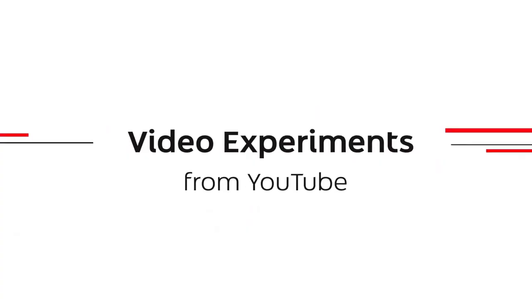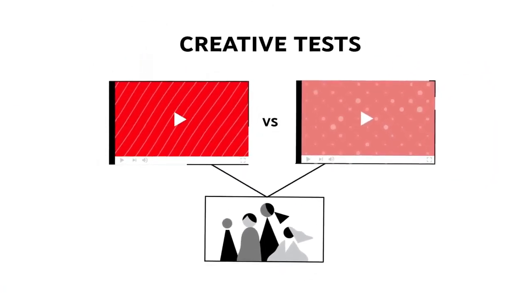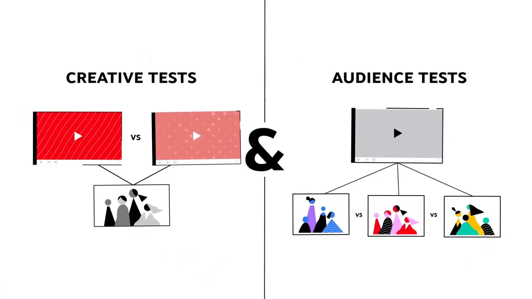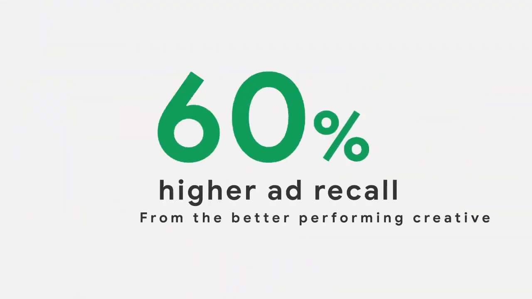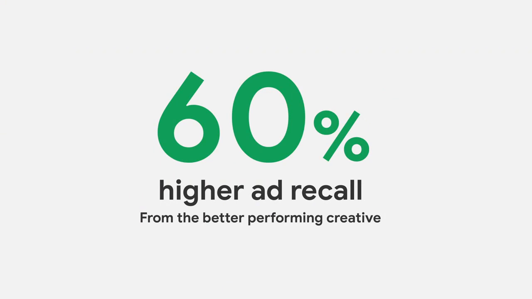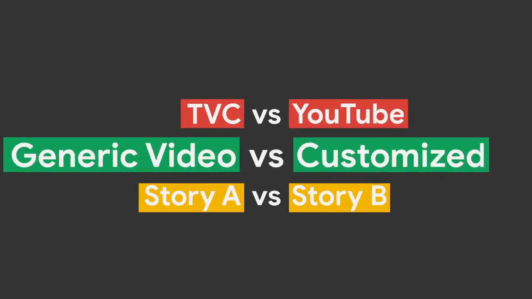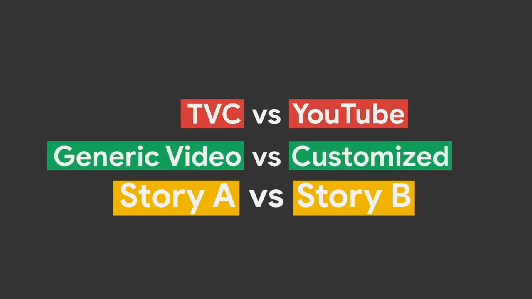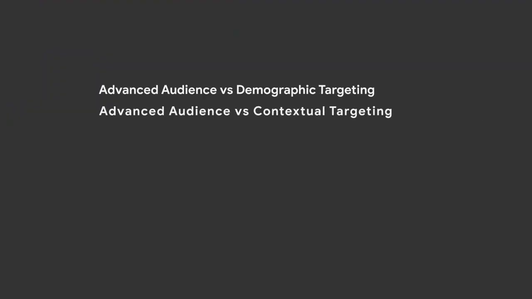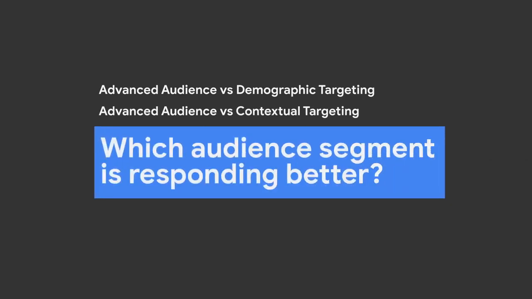Topic 3. Creative video experiments. Last but not least, experiment. Video experiments is a tool that lets you isolate and test the effectiveness of specific creative, audience, or media components in your ad campaign. It's a lot like A/B testing. In fact, brands that run video experiments as part of an ongoing learning agenda often see 60% higher ad recall from the better performing executions. Common creative tests include TVC versus YouTube assets, generic video versus customized video, story A versus story B. In other cases, creatives can benefit from audience experiments as well. Put one creative asset to see whether they resonate better with demo or advanced audiences better.